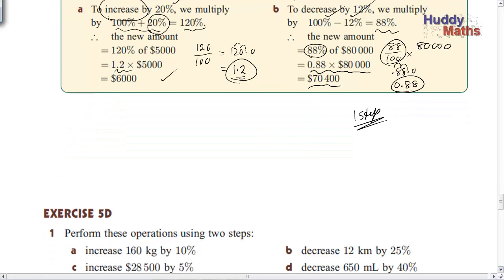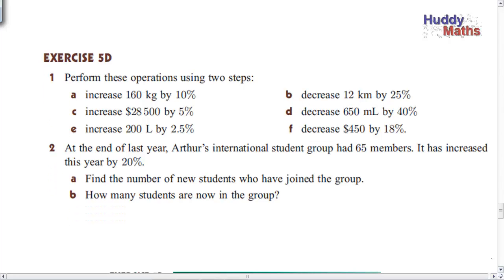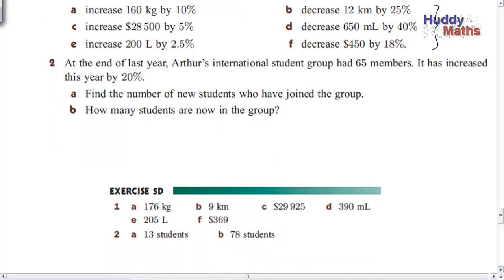Okay, come down and let's have a look at some problems now. They're suggesting you use two steps here. I'd suggest maybe you do it by the two-step and the one-step method and see how you go for both of them. Bring in that one-step method as much as you can. Let's have a look at the answers now. There they are.